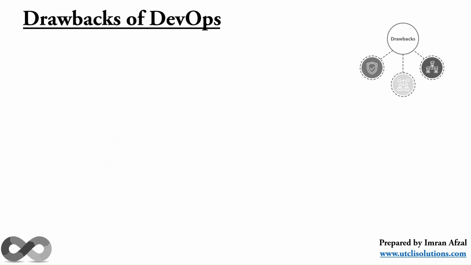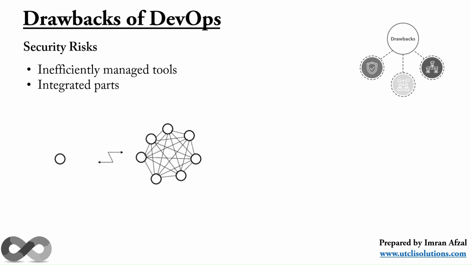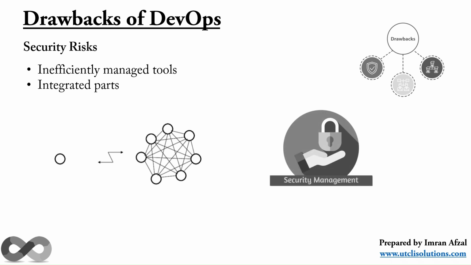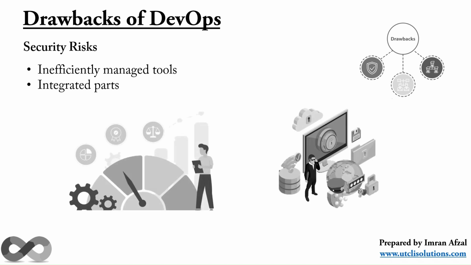Then we have security risks. Inefficiently managed tools and integrated parts make the system more prone to vulnerabilities because increased complexity demands stronger security management. You want a positive outcome, right? So you also need efficient security management to protect your application from any glitches or bugs.